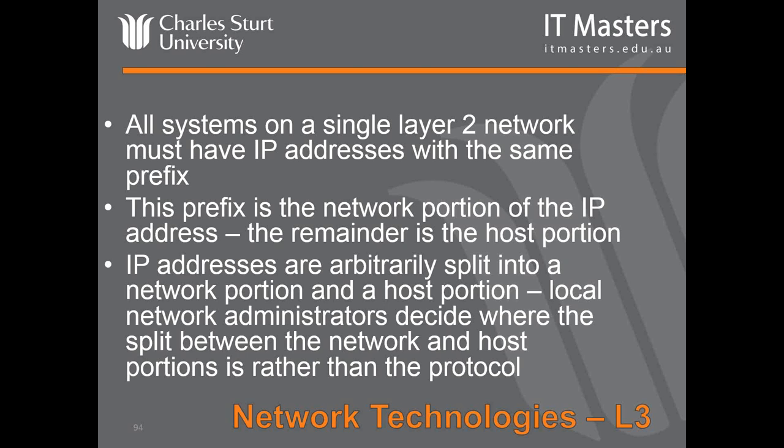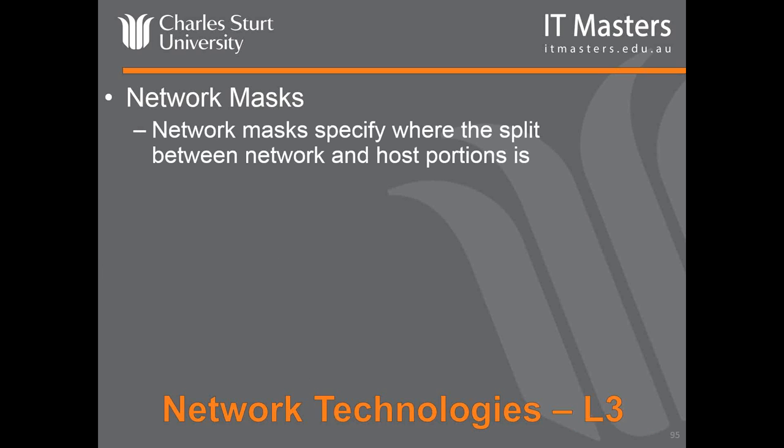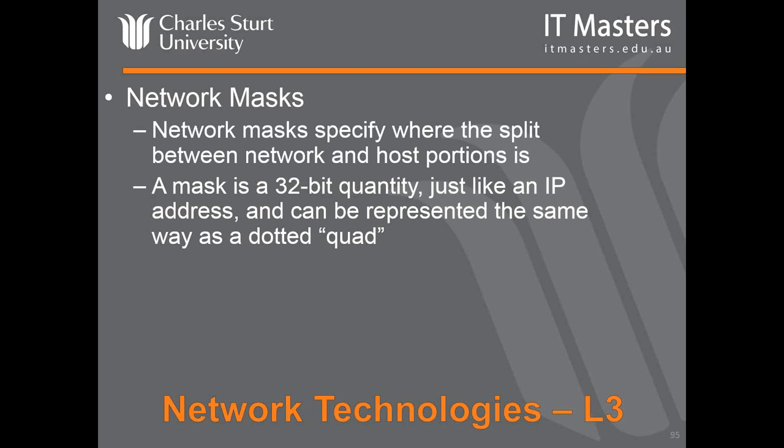So what we have, IP addresses and a network address. In the IP address, we have our host and network portion so that we know what is local or what is sent over the internet. Network masks tell us where the split is, whether we're local or whether we're out there on the internet somewhere else. So a mask is a 32-bit quantity, just like the IP address, and it can be, once again, done with the dotted quad.